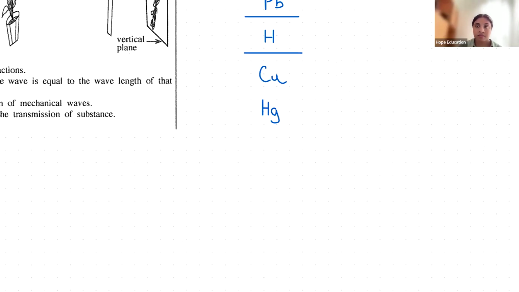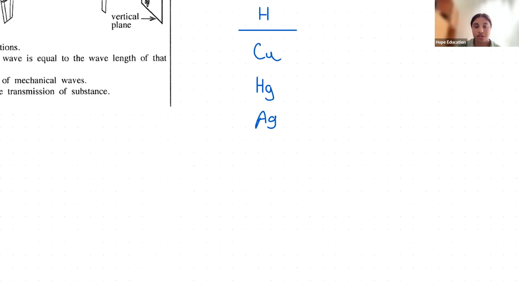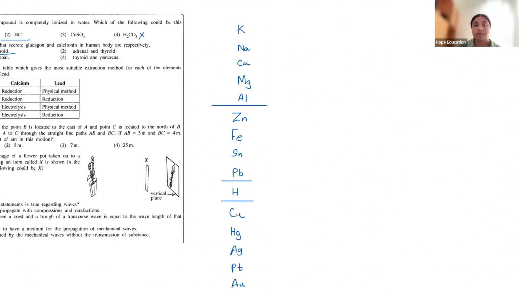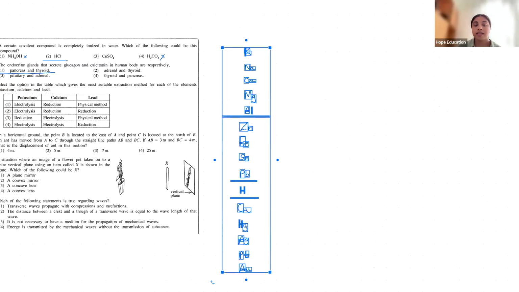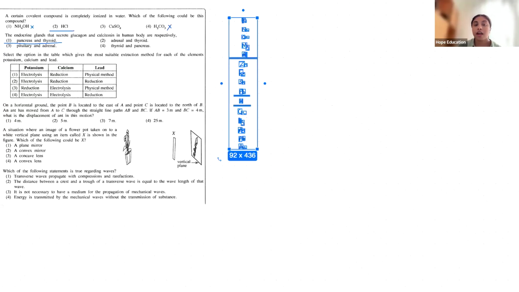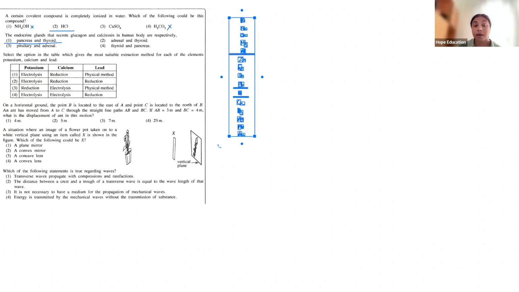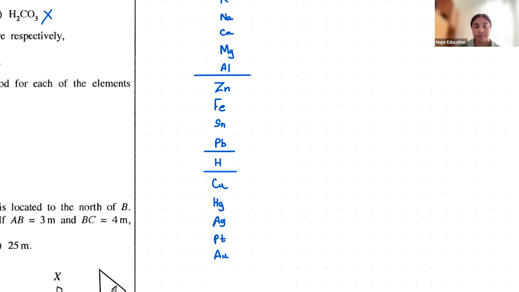Then everybody tell. Silver. Silver is Ag. Platinum. And finally, gold, Au. So this is our activity series: potassium, sodium, calcium, magnesium, aluminium. Those are the first five. Then zinc, iron, tin, lead. That is the next four. Then hydrogen is for reference. And then finally, copper, mercury, silver, platinum, gold.